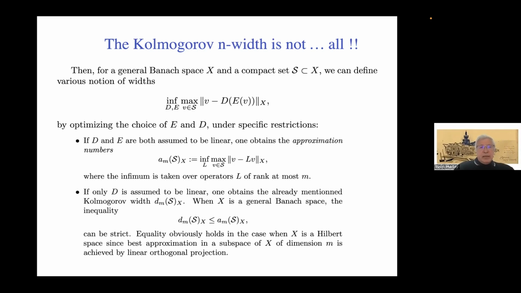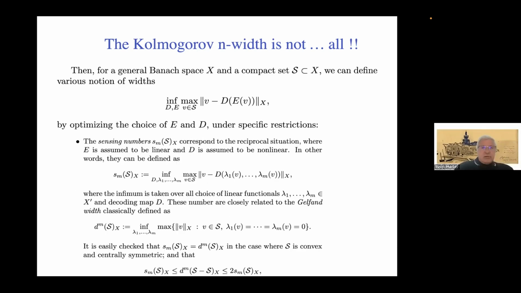Now, if only D is assumed to be linear and we leave E to be any, then we arrive at the Kolmogorov N-width that I spoke of already. And obviously, because E is in a larger set, the Kolmogorov width is smaller than the approximation number. Okay. Now let's complicate it still a little bit more.